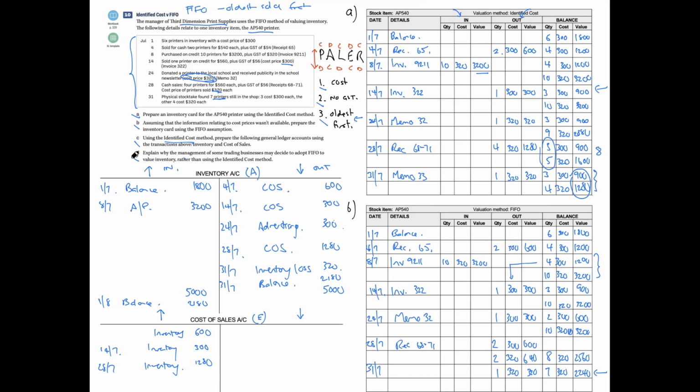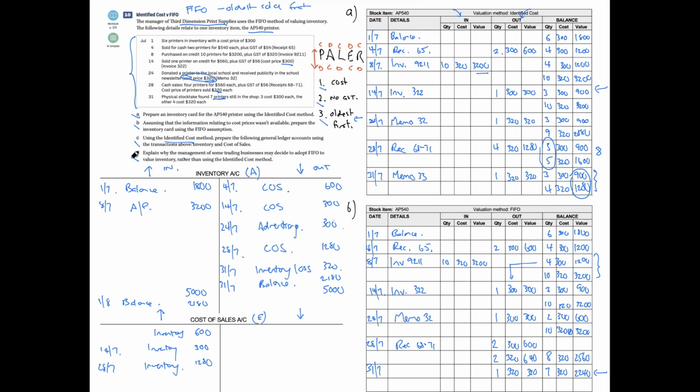The other reason is management might use FIFO because they believe that the cost and the time to adopt identified cost will be too costly or time consuming. For example, putting barcodes or price tags on items, or having that organization, is going to take time and money to set up and to manage. And it's important to recognize that FIFO is a valid assumption. Many businesses use it. Even though it is not as accurate, it is perfectly acceptable to use. And that is the reason.